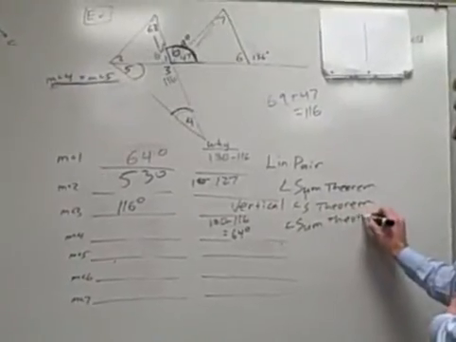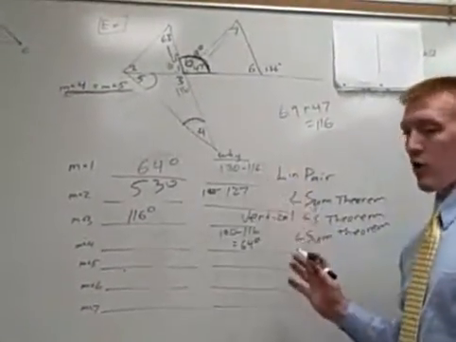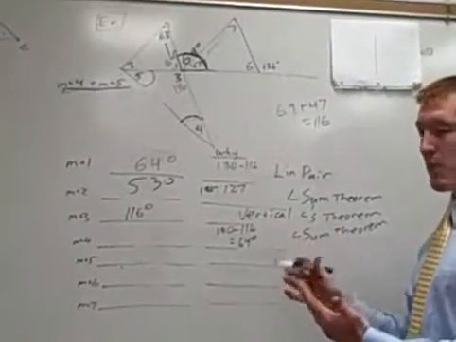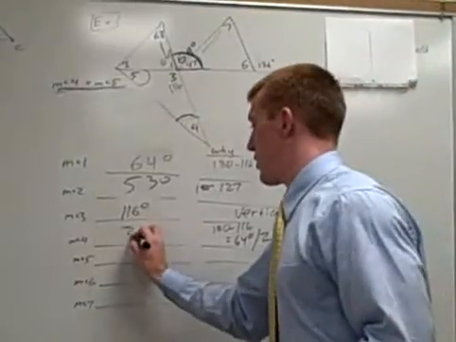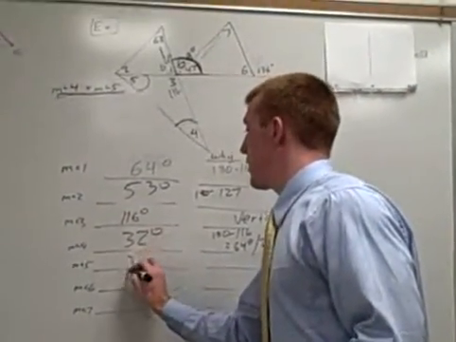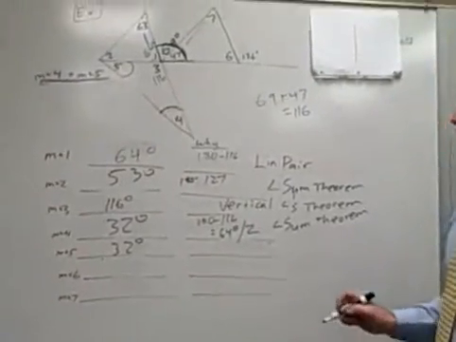So that leaves 64. Why do I want to divide by 2? Because they're both congruent to each other, so they're going to be the same thing. So if I cut it in half, divide by 2, I get 32. And 32. Very good.